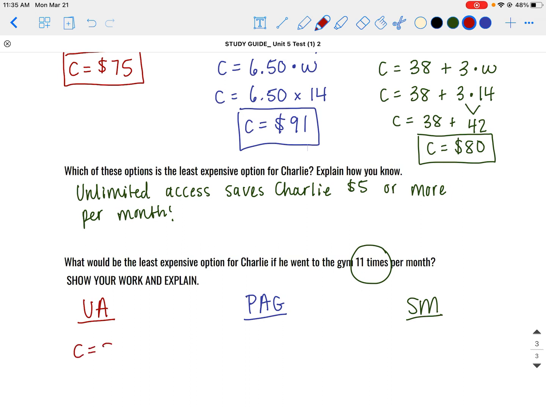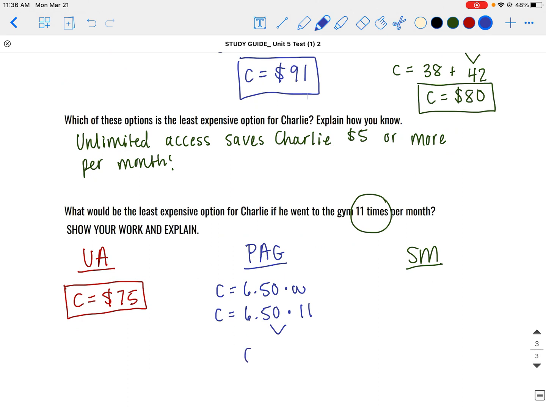Unlimited access, no matter what, that was just $75 per month, right? So we know it's gonna be the same whether he went 11 or 14 times. Pay as you go, we're gonna use the cost is equal to $6.50 times however many times he works out. In this case, that would be 11 times, right? So we can evaluate how much that would cost. When we do $6.50 times 11, we get $71.50. So he'd pay $71.50. Already that's looking cheaper than the unlimited access in that case.